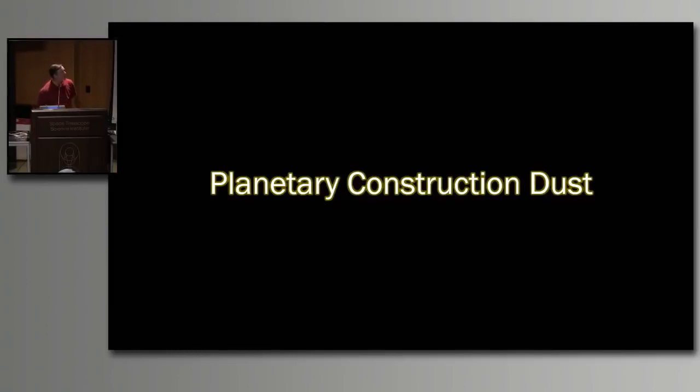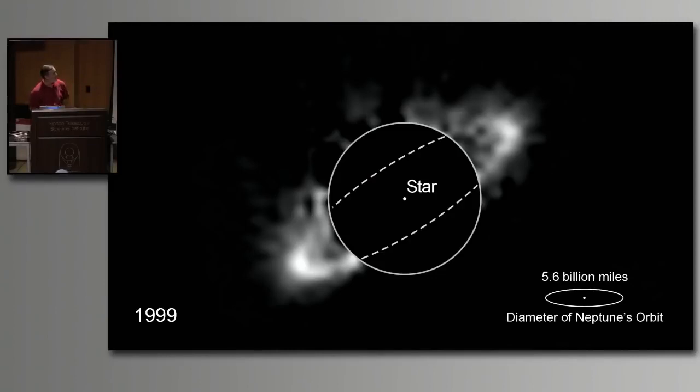Second story tonight, planetary construction dust. Now, this image is of a disk, or actually a ring around a star that's called HR 4796A, okay? And it came out in 1999. This is a Hubble image. And I was really excited when I saw this because I wasn't here at the time.